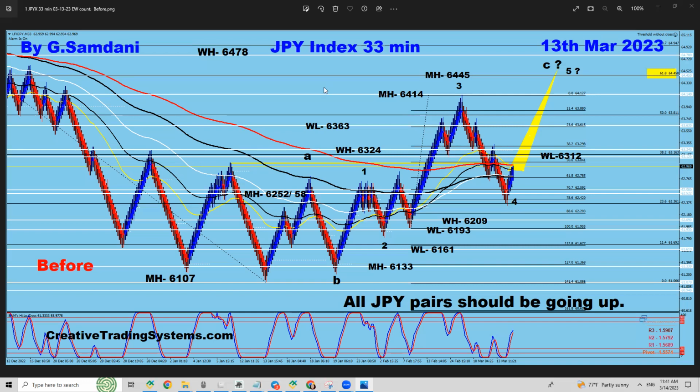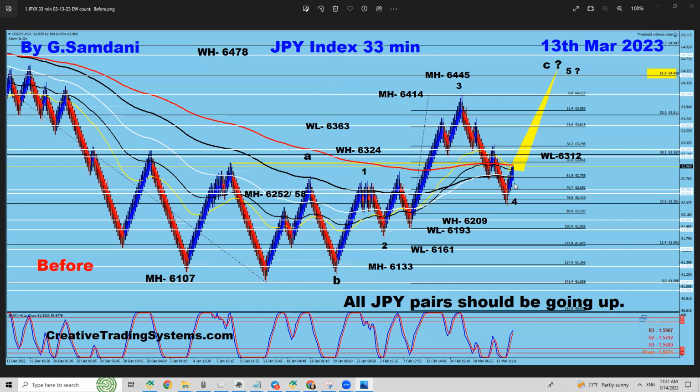For example, pound has 5 or 6 pairs, right? And I only watch 5. So if pound is getting strong, then all pound pairs will be going up, except Euro pound, because pound is on the right hand side, so that will drop, right? Similarly, if USD is getting strong, then 4 pairs will go down, 3 pairs will go up, right? Vice versa. So this is a yen index 33-minute chart.